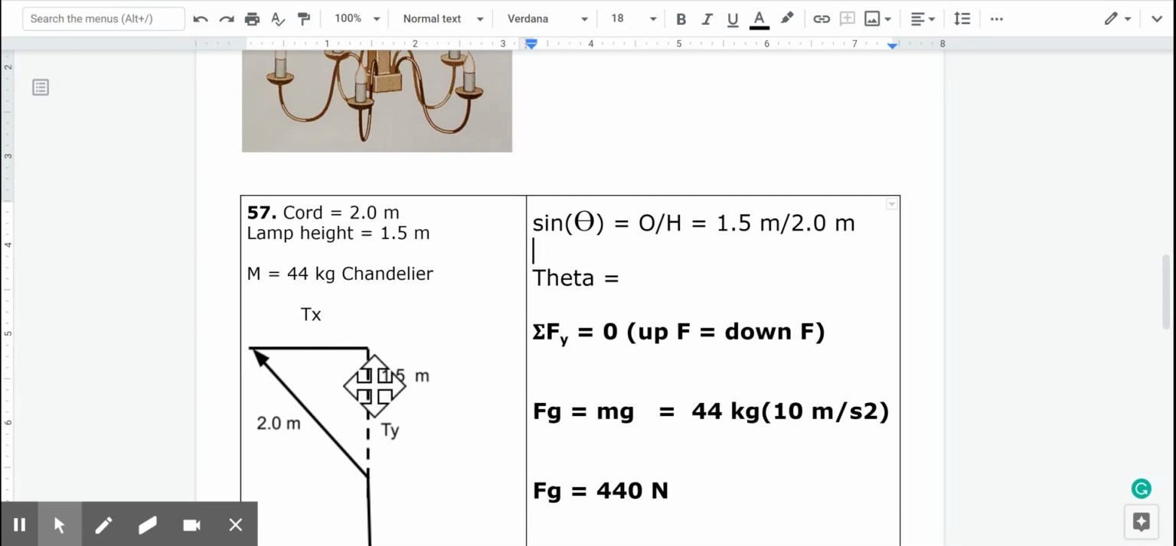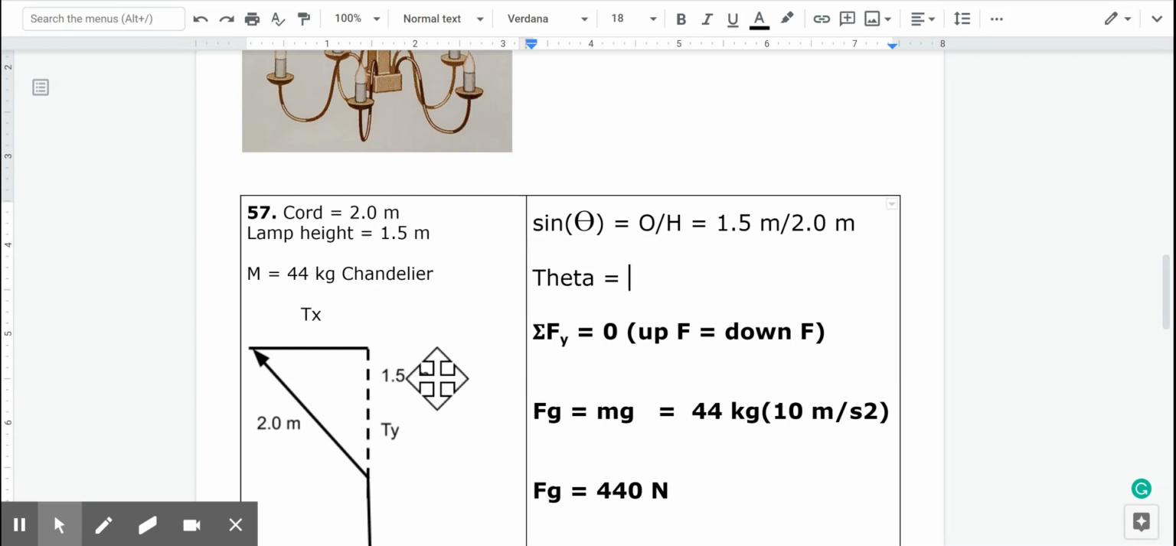Now, you're not given any angle at all, and we want the angle from the horizontal. But we know the opposite and the hypotenuse, so that's how I'm going to find the angle. Opposite 1.5, hypotenuse 2, and you can work out the theta right there. Now, I hope you recognize you actually only need Fy equals 0.